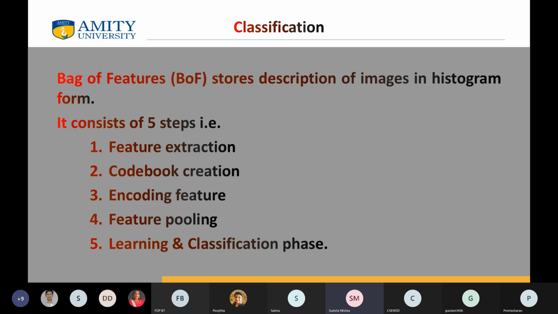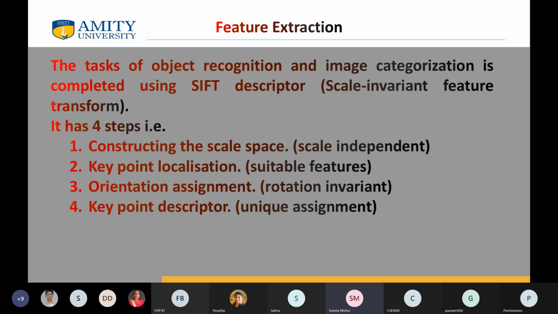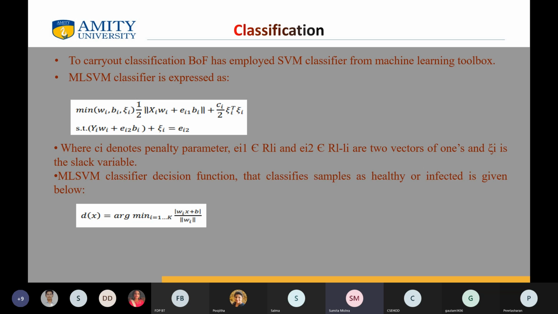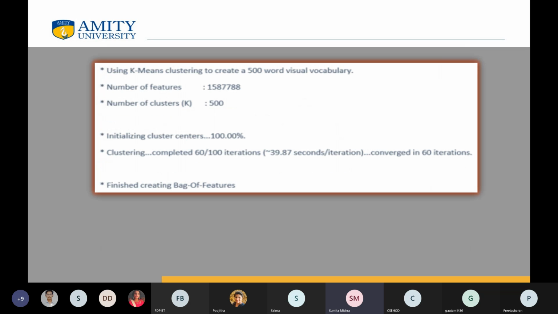The steps here are first the extraction of features for these two sets of data, then the codebook creation, and after that encoding and pooling of features were done, and then we got the results you see here. This is the methodology that we used. For the codebook we used the k-means clustering algorithm, and SVM resulted in the best classification accuracy, so we have used multi-class SVM here. This was the feature extraction process, and classification is shown here. This is the result that we got. As you can see, SURF was used to get the features, and only the strong features were kept, and we took only 500 clusters here. You can see the number of features as shown on the screen, and the clusters using k-means.